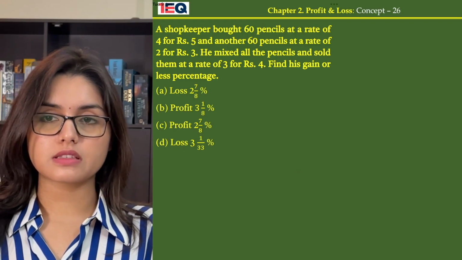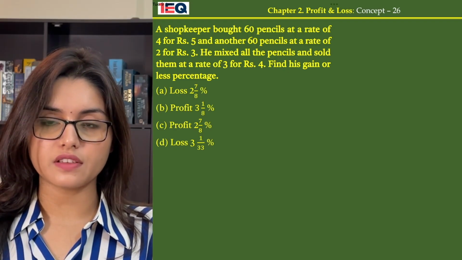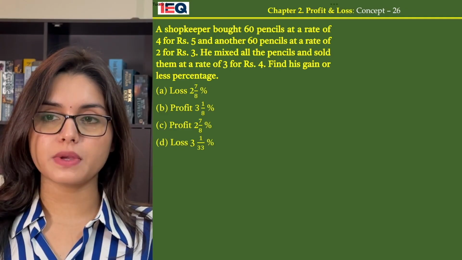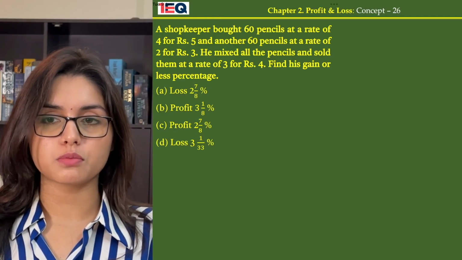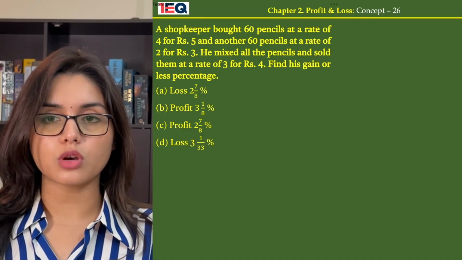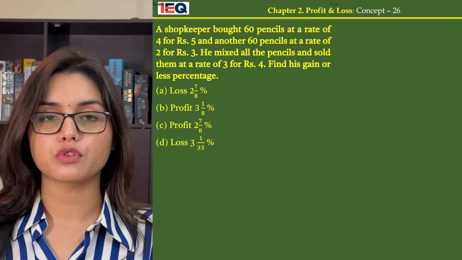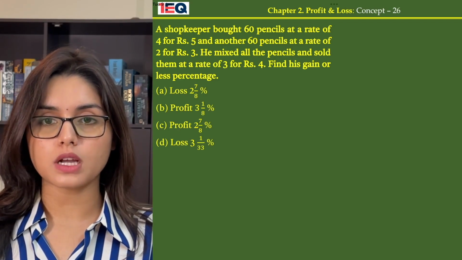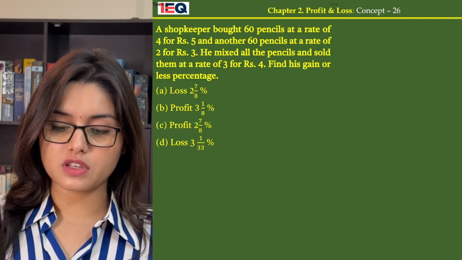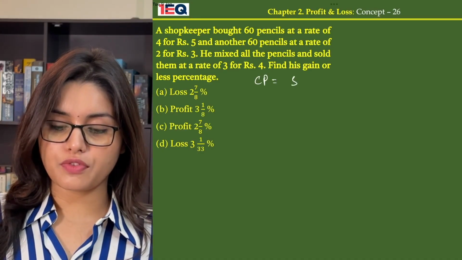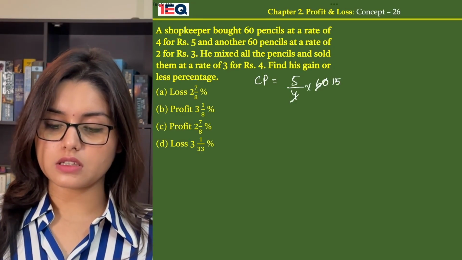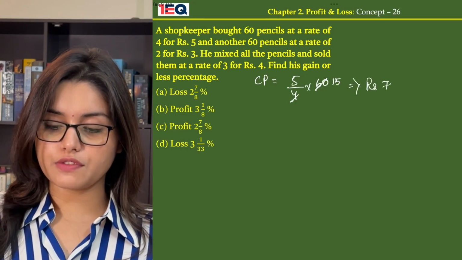A shopkeeper bought 60 pencils at a rate of 4 for rupees 5 and another 60 pencils at a rate of 2 for rupees 3. He mixed all the pencils and sold them at a rate of 3 for rupees 4. Find his gain or loss percentage. So in this question, we know that a shopkeeper bought 60 pencils at a rate of 4 for rupees 5. That means the cost of one pencil will be rupees 5 by 4. So the cost price of the first 60 pencils will be rupees 5 by 4 into 60, which is by 15, that is rupees 75.